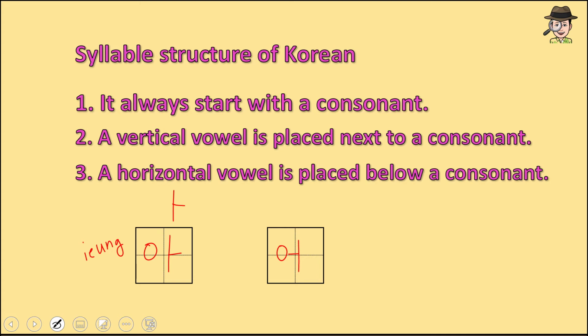What if you want to write no sound in Korean? How would you write no in Korean? The consonant ni-eun has a sound value of n, so you will write like this. No. As you can see, the consonant ni-eun is on the top of the horizontal vowel o.